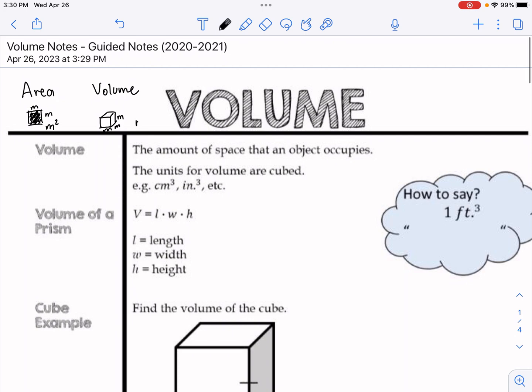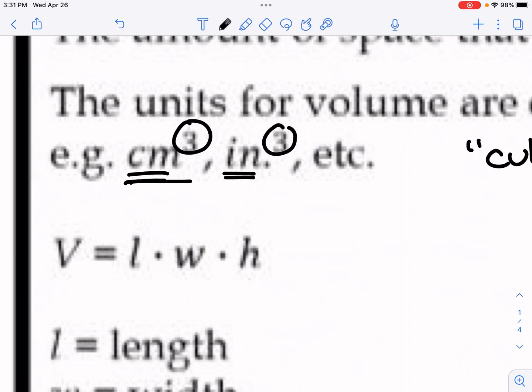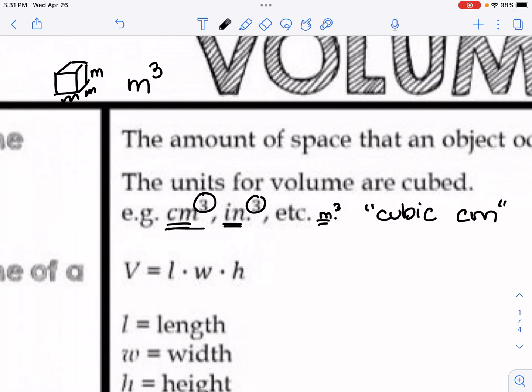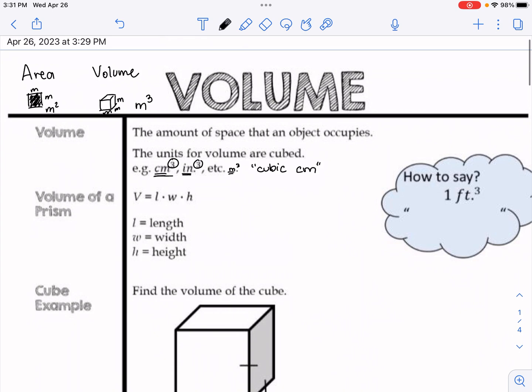So this is the one, you would read this as cubic meter. So like I'll put that over here. So cubic, for this first one is a cubic centimeter. So it's weird because you actually say the cube first and then the unit. So this is 1 cubic centimeter, 1 cubic inch, 1 cubic meter, right, so on. Anyways, so actually that goes right over here. So in this cloud, this is how to say this.